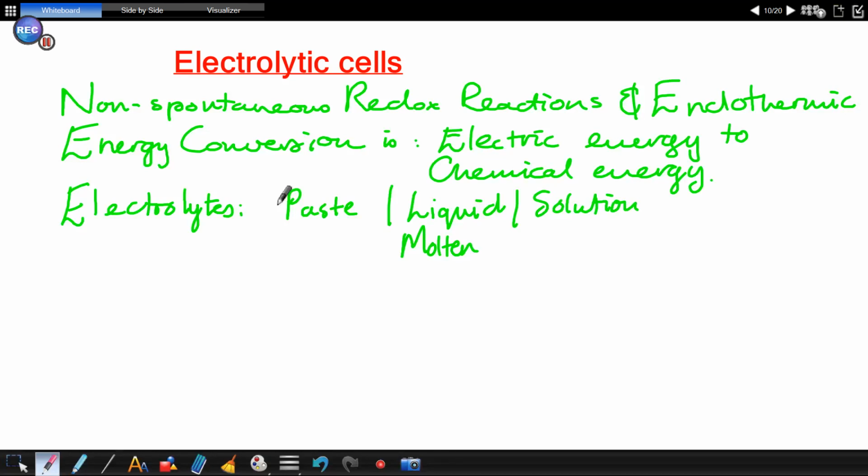Electrolytic cells are usually used to plate objects or to purify metals. We're going to describe the plating process as well as the purification process. Can I move to the next slide or must I wait a bit? Okay.